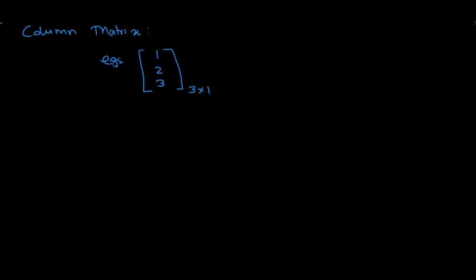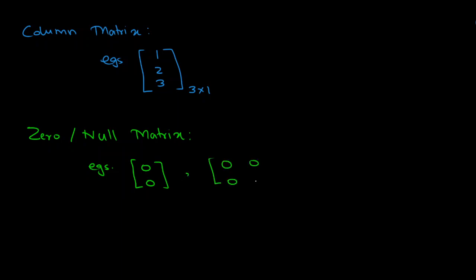Next we have a zero or a null matrix. It's a matrix where all of its elements are zero. So a matrix like this, 0, 0, all elements are zero, so it's a null matrix. Or something like this, 0, 0, 0, 0. Both of these are examples of null matrices. The first one has an order of 2 by 1, the second one has an order of 2 by 2. So these are null matrices.